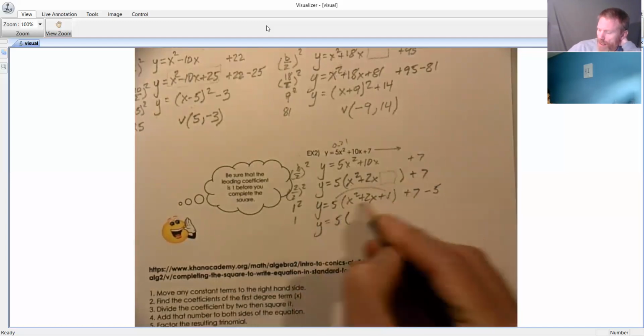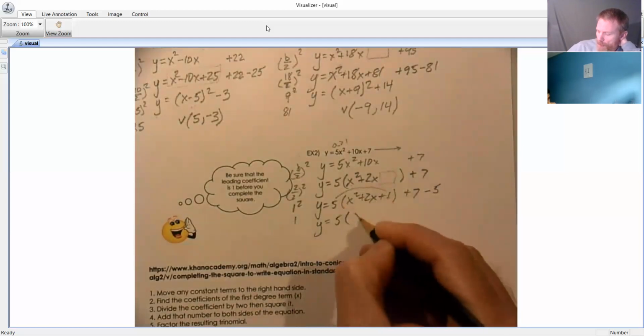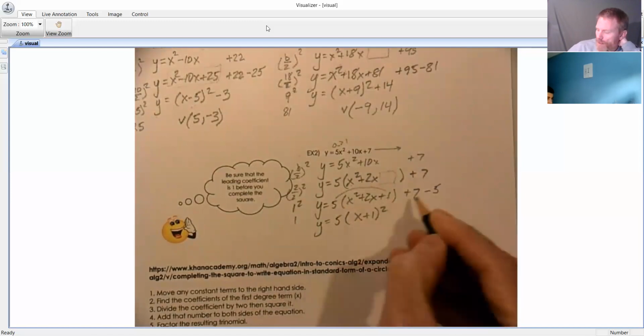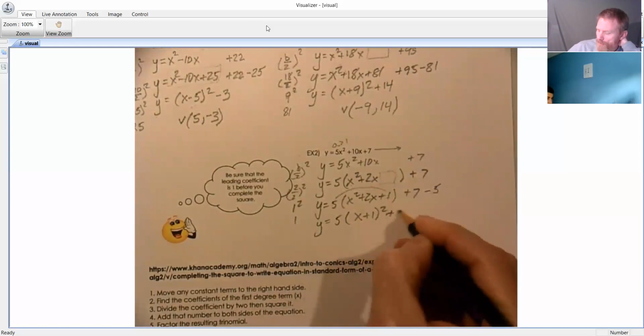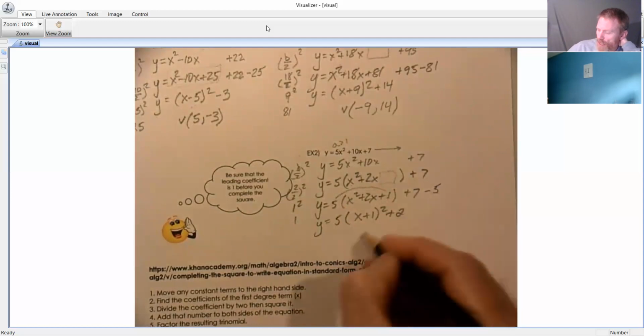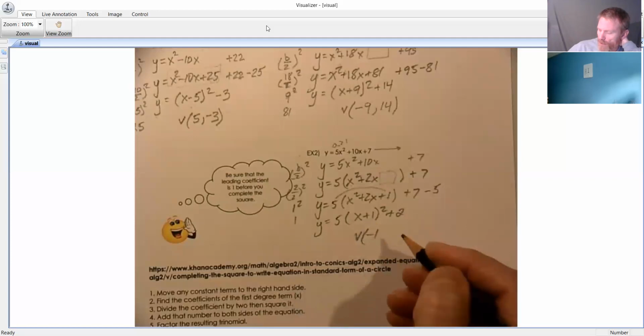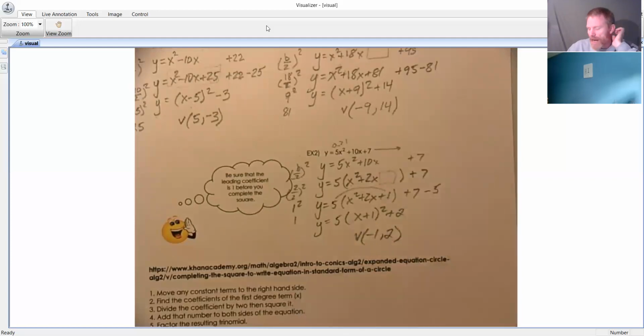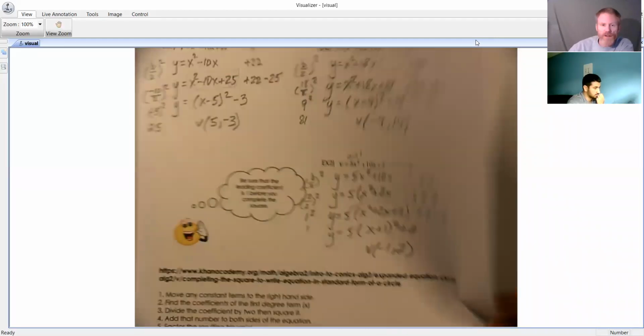We can write our perfect square trinomial in factored form, and then we collect our like terms. And we see that our vertex is going to be the opposite of what's inside the parentheses and the number 2. Your h and the k for this vertex. We're going to move on to our last example.